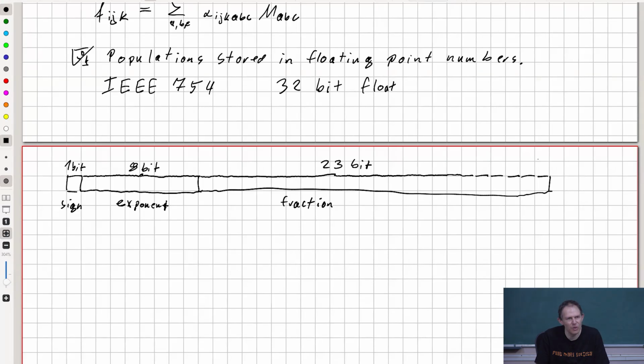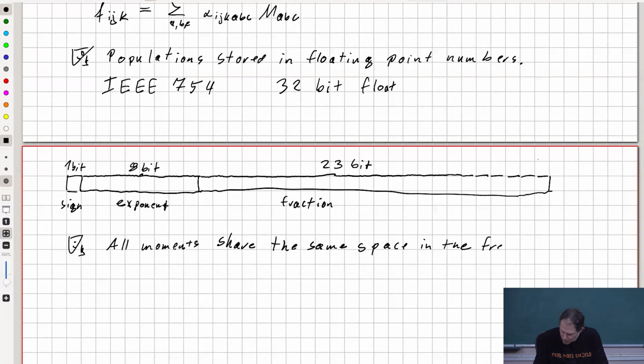So 1 number has only 1 exponent. Yeah. This means that all moments share the same space in the fraction. So this is a problem because the moments have different scales. This is something that we know now from asymptotic analysis.